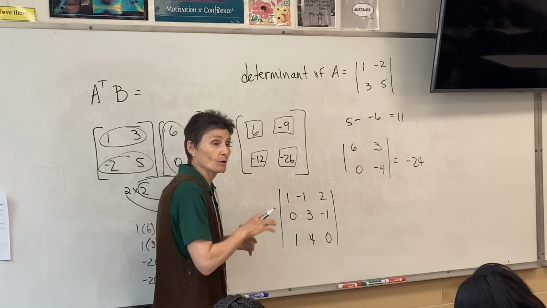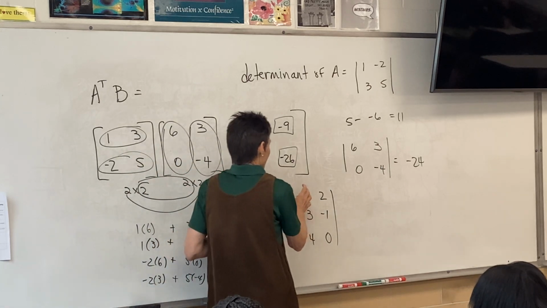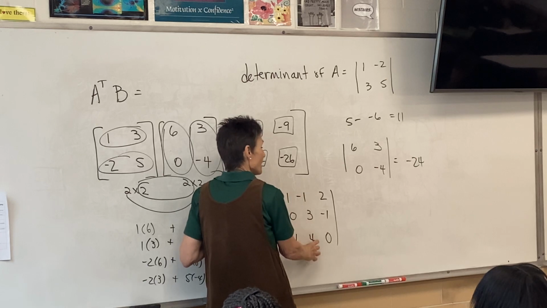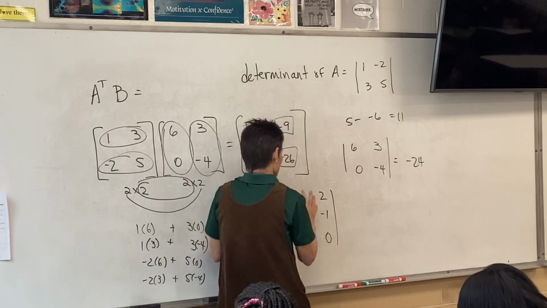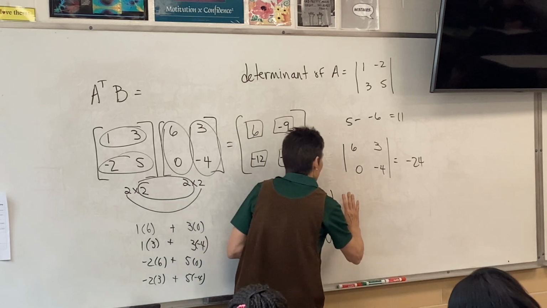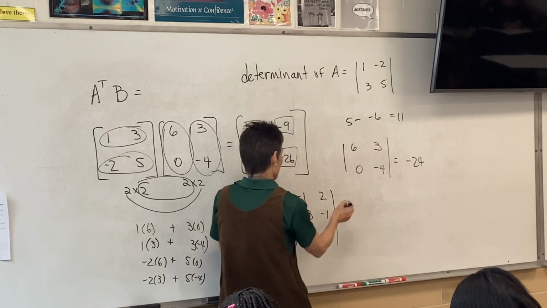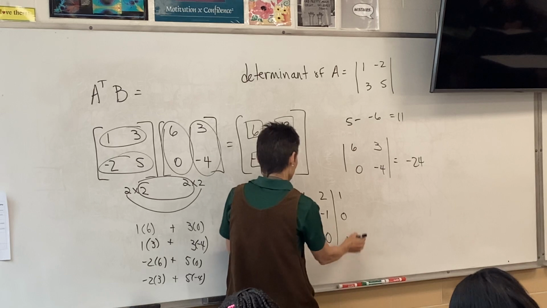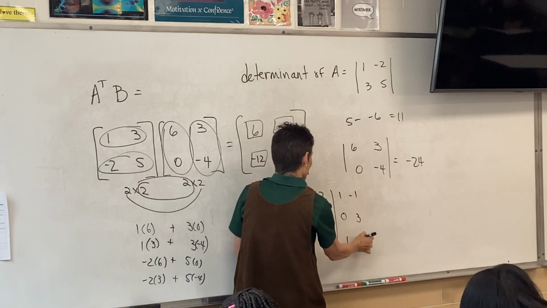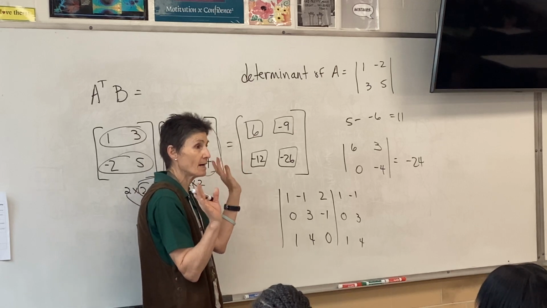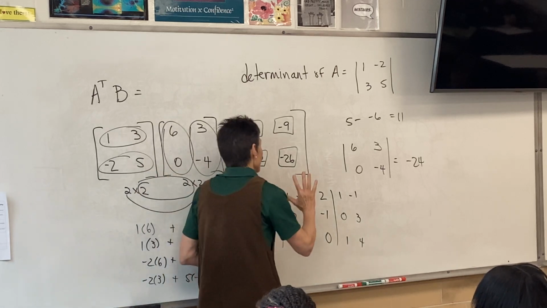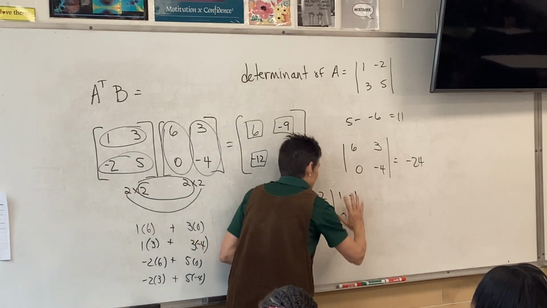Alright, here's how this works. I want you to copy and paste the first two columns right here. So just take these two columns and reproduce them right here. So 1, 0, 1, negative 1, 3, 4. Don't rearrange them. Don't change any signs or anything. Literally copy and paste right there.